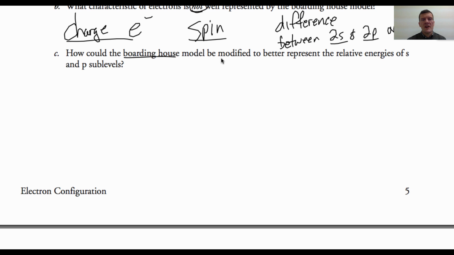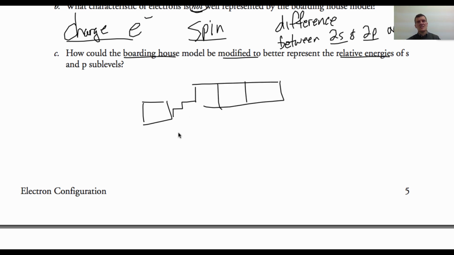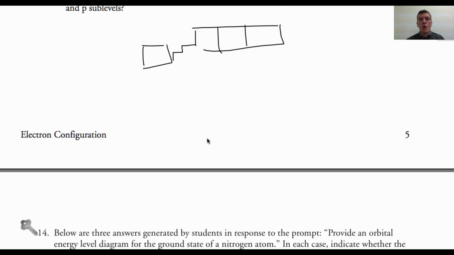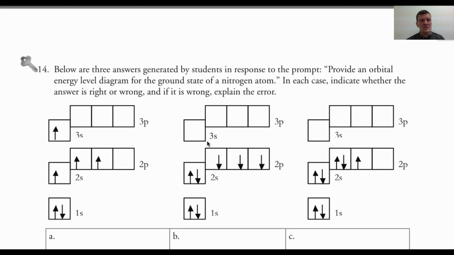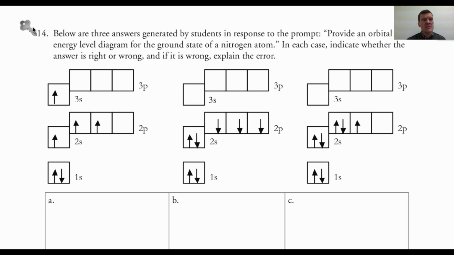How could the boarding house model be modified to better represent the relative energies of s and p levels? Well, you could have, for example, this sunny room, and then maybe you have to show that there are some stairs that go up to the 3 pink rooms. So you'd have to show that there's a distinction in the energy level so that it better represents our true orbital energy positions. This is a key concept.